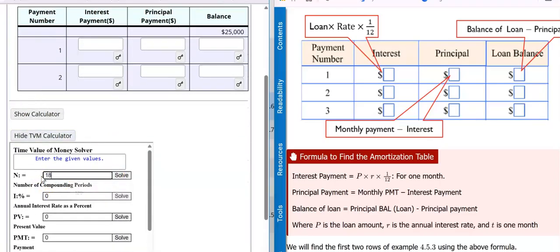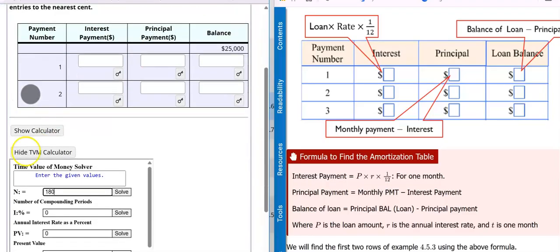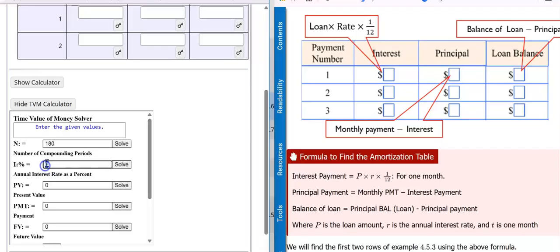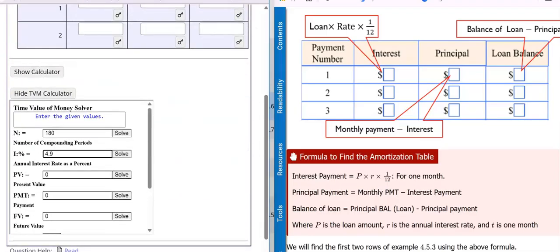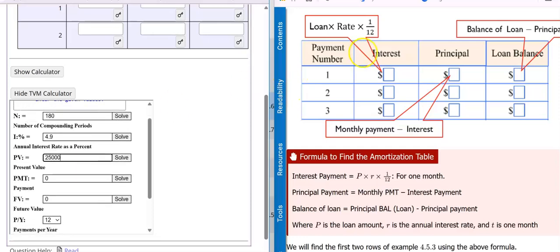Uppercase N is 180. I percent, which is the interest rate, is 4.9%, so I type 4.9 here. The PV is the loan, which is $25,000. That's the loan he made. PMT is what I'm looking for.